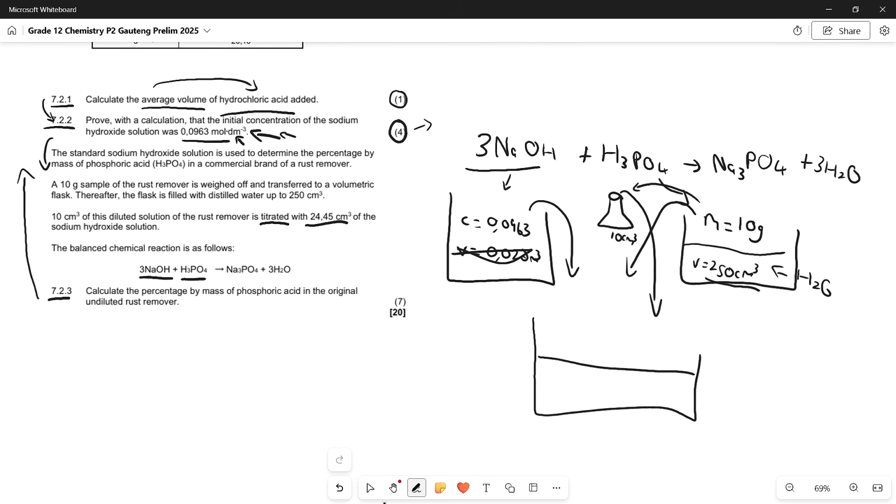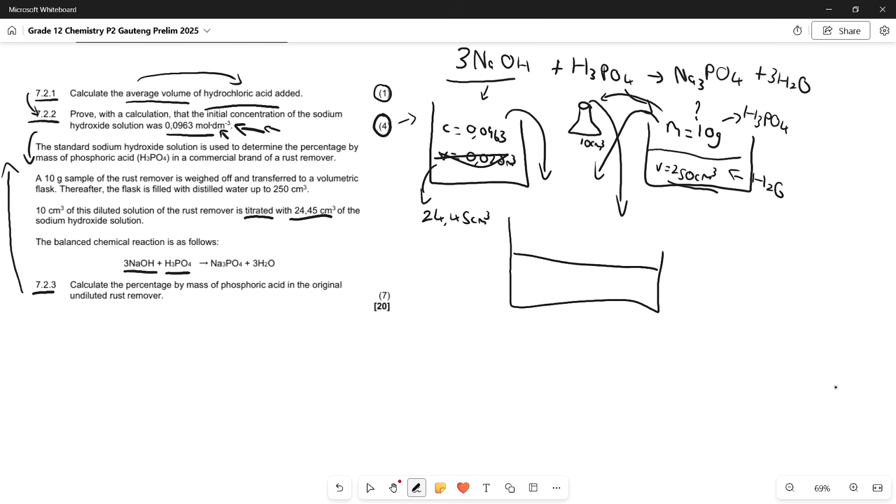we scrap this initial one. They've given us the volume that titrates. We have 24,45 centimeters cubed over here. Cool. And these titrate and are therefore balanced. So then it's saying, as we mentioned, calculate the percentage by mass of phosphoric acid in the original undiluted rust remover. So they're looking for percentage purity of the mass over here, because it isn't just 10 grams over there. That would be the whole impure substance, which means we just want to know how much of the 10 grams is the H3PO4 over there, which means we've gotten all this information down.